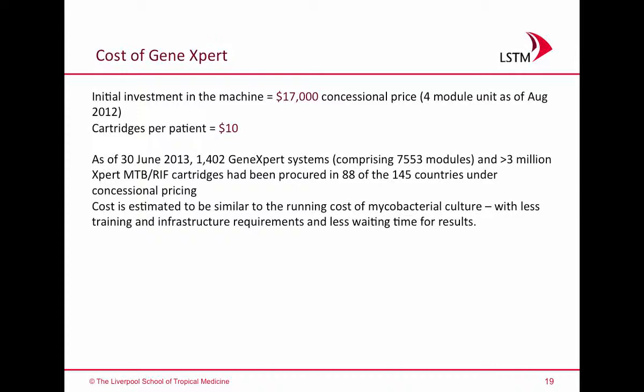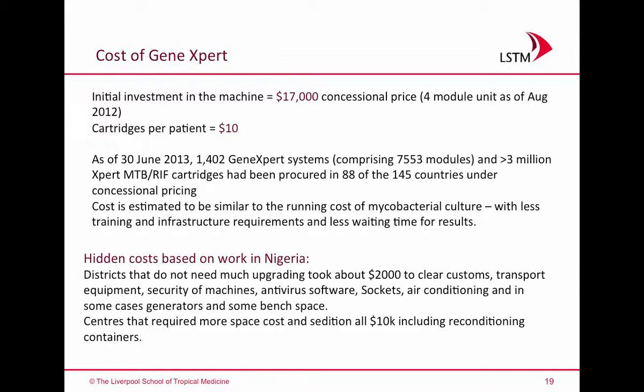1,400 GeneXpert systems, comprising 7,500 modules, have been implemented as of June 2013, and over 3 million GeneXpert cartridges have been procured by 88 of the 145 countries under concessional pricing. The cost is estimated to be similar to that of running mycobacterial culture, with clearly less training and infrastructure requirements and less time for results.